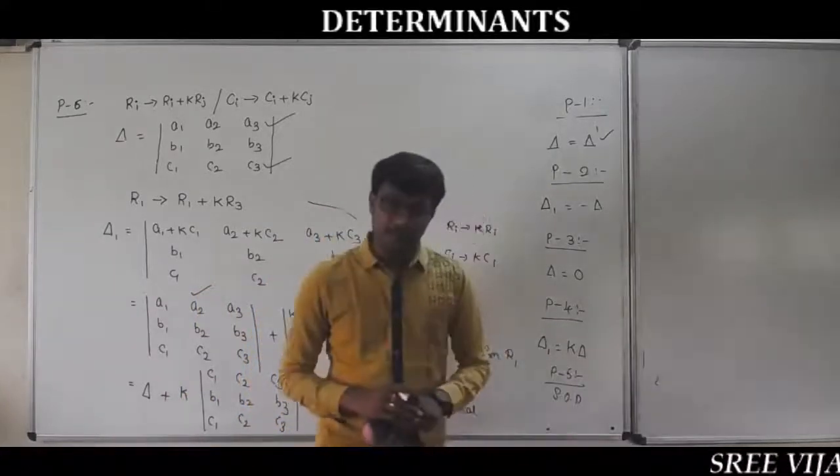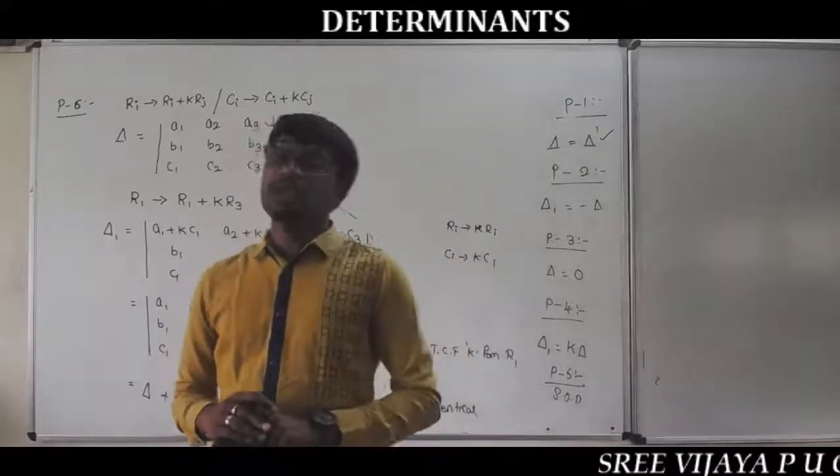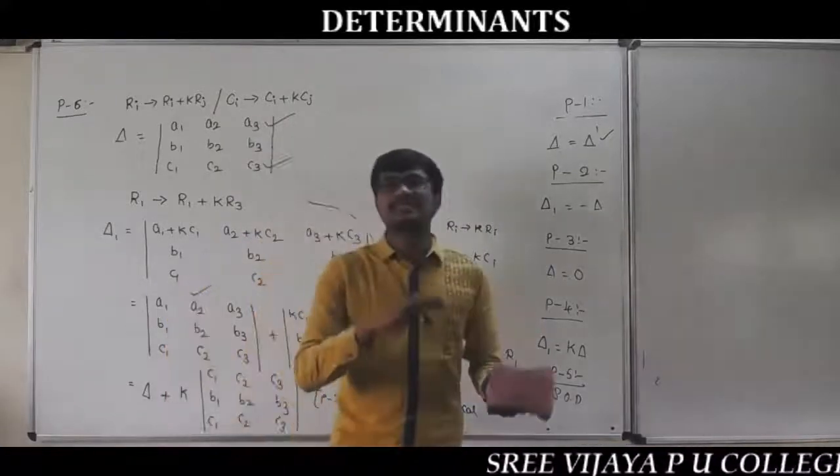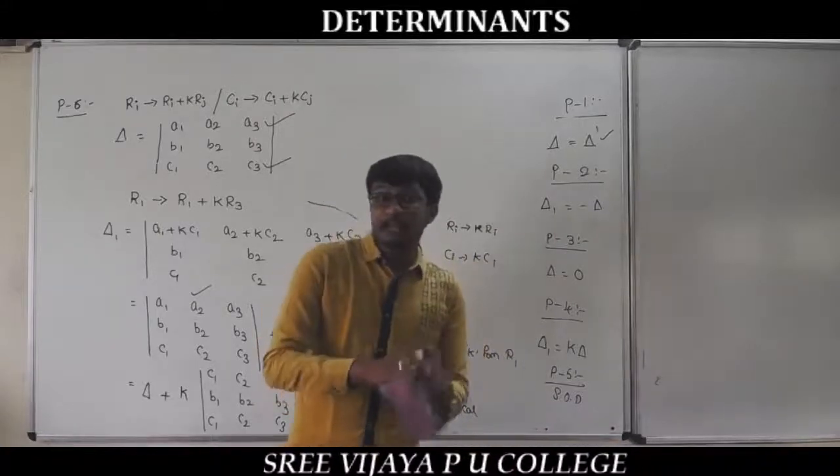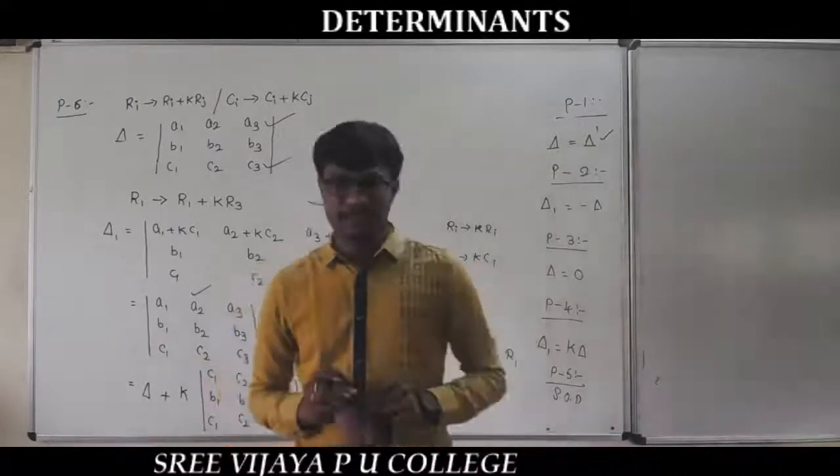Property number 5. In a determinant, a row or column can be expressed as a sum of two or more terms. Then the given determinant can be split into two or more determinants.